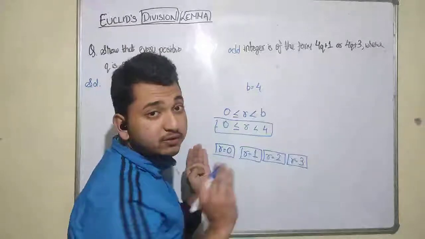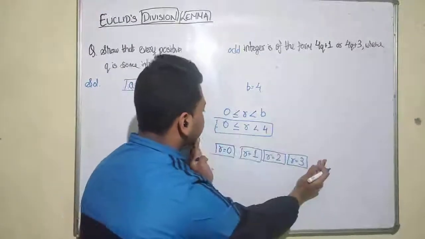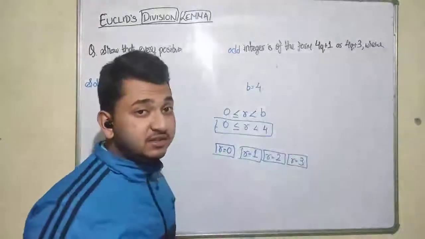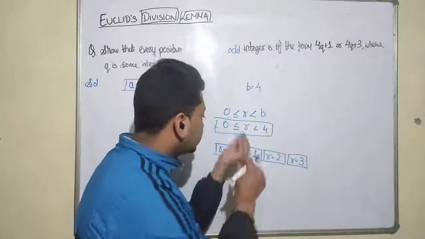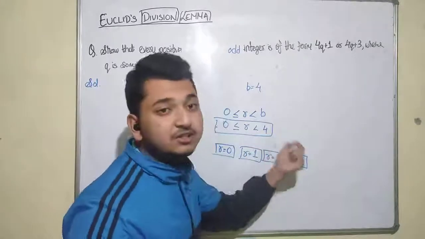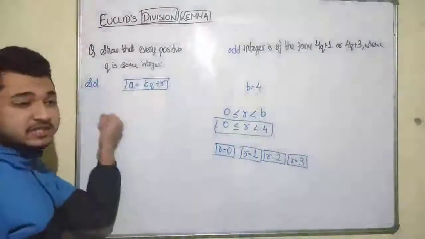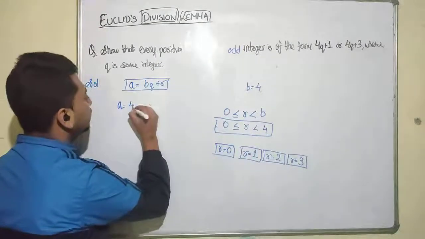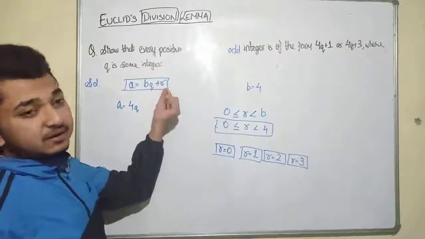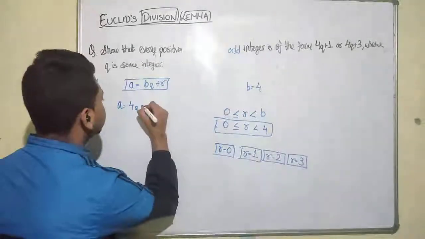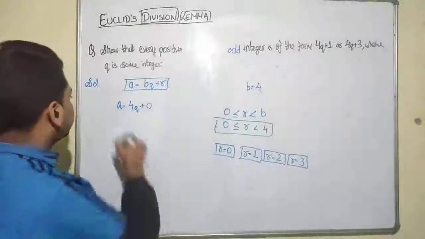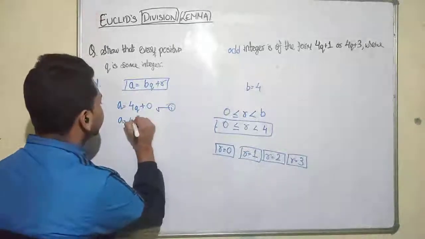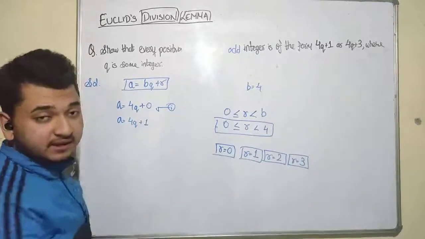So using that we have found 4 equations for r, right? So 4 possibilities of r: r is equals to 0, r is equals to 1, r is equals to 2, and r is equals to 3. So now we'll place it down here. So a is equals to, for b we have 4q, plus r. First we will write plus 0, right? We'll term this as equation 1. And now a is equals to 4q plus 1, it can be the next equation 2.